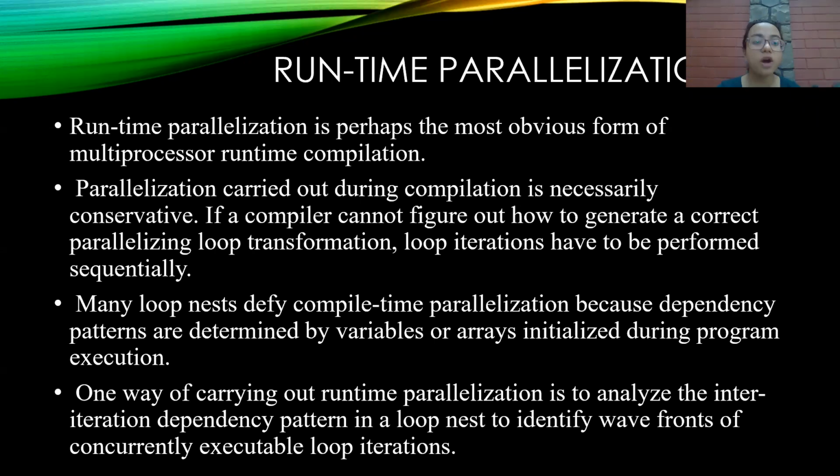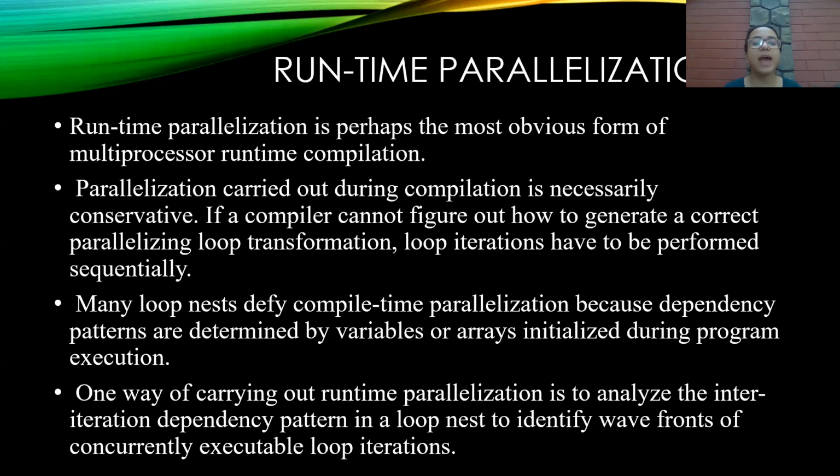If a compiler cannot figure out how to generate a correct parallelizing loop transformation, loop iterations have to be performed sequentially. So sequentially we do loop iterations so that we know how to arrange all the things. Many loop nests defy compile-time parallelization and depend upon certain patterns. Whenever the loop is nested, at times we cannot iterate it efficiently, and it may depend on other things like determining of variables and initialization of arrays, which is all done at the time of program execution.